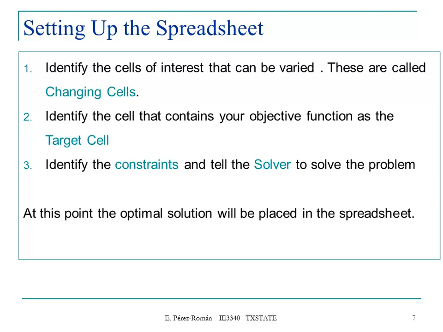There are three major things that you need to consider when you're setting up your spreadsheet. You need to identify the cells of interest that can be varied. These are called the changing cells. Any idea of which part of the model will be changing in your solution? So if you look at your formulation for any other problem that you have worked on in this class, what are the parameters, or what are the things that will be changing in your model?